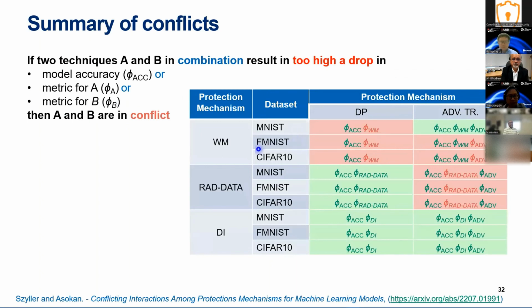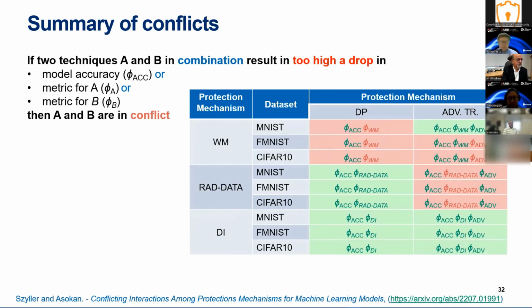And here's a summary. We have model watermarking, radioactive data as data watermarking, and dataset inference as a fingerprinting technique. We look at these 3 with differential privacy and adversarial training, and we look at 3 different datasets in each case. If it's green, it means that there is no conflict. All 3 metrics are fine. And if it's red, it means that some metric fell short.